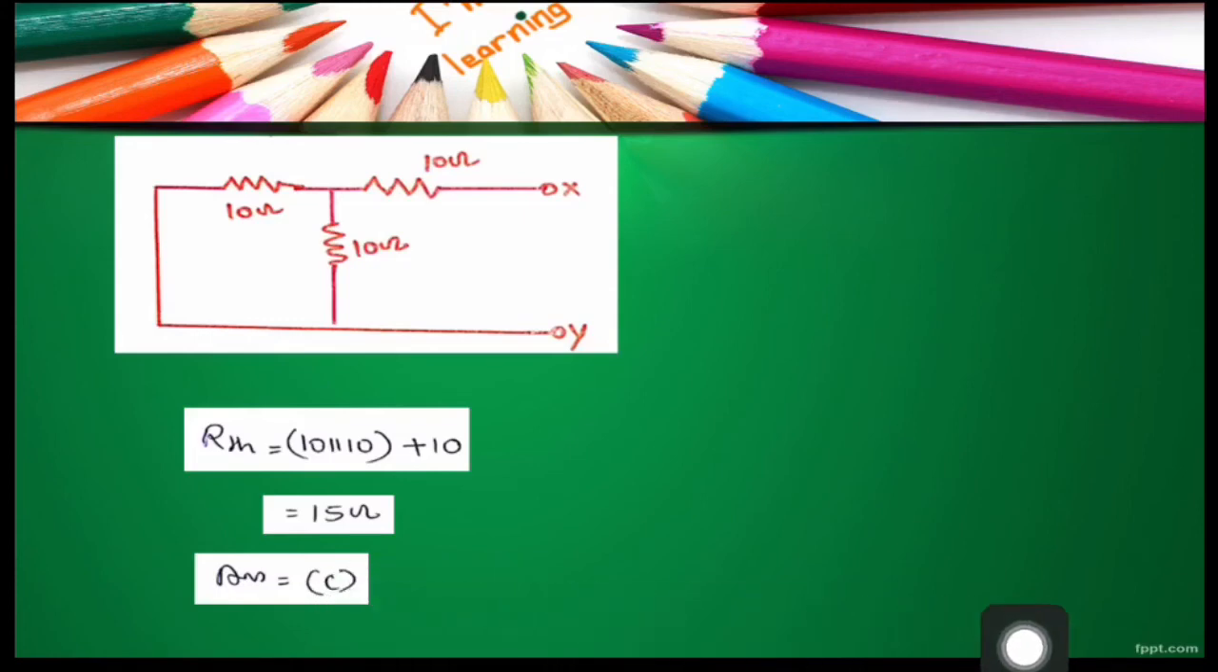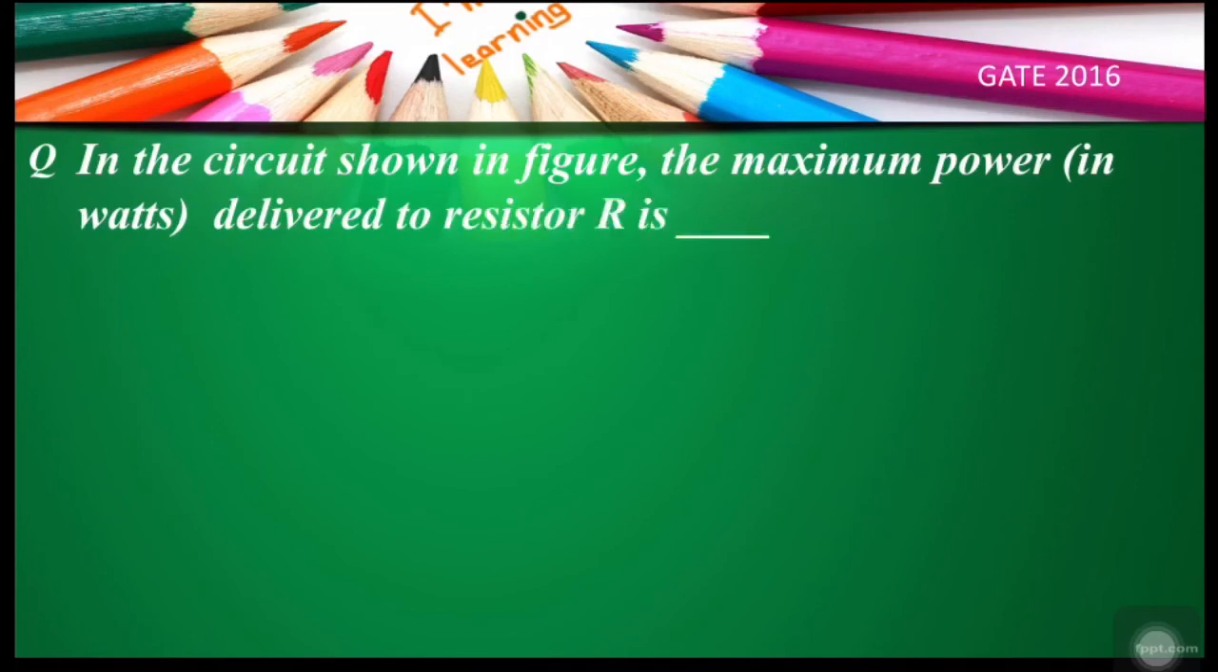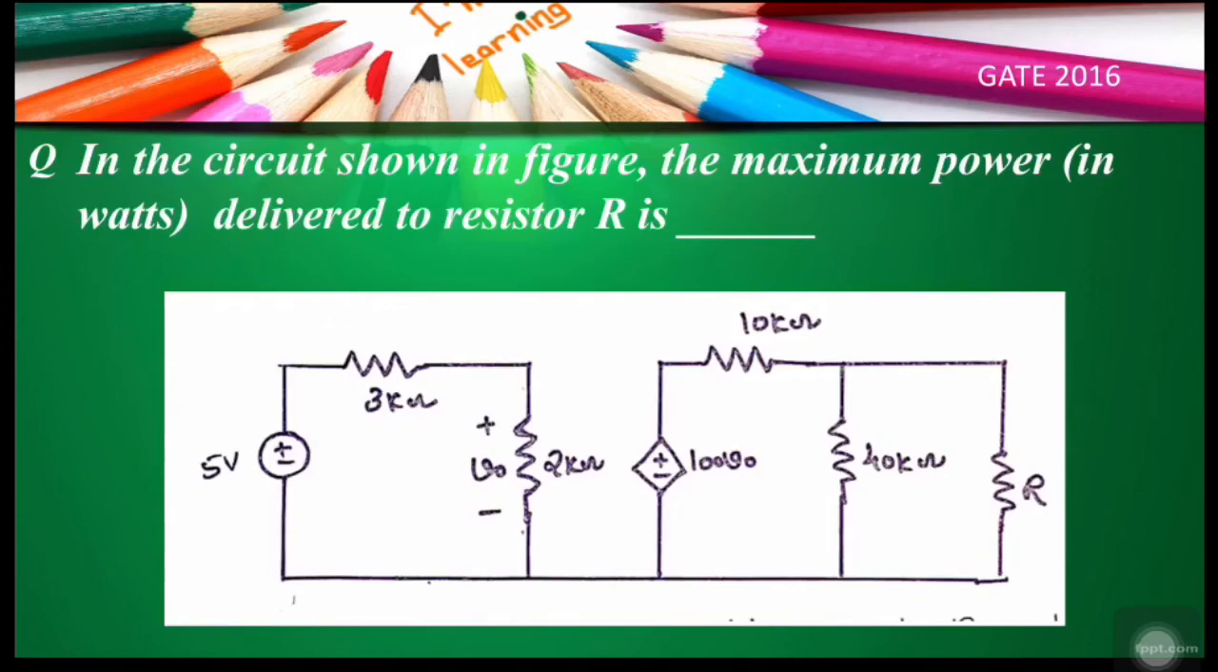Hope it is clear. Moving on to the next question. It's from GATE 2016. In the circuit shown in the figure, the maximum power in watts delivered to resistor R is dash. The circuit is given here.